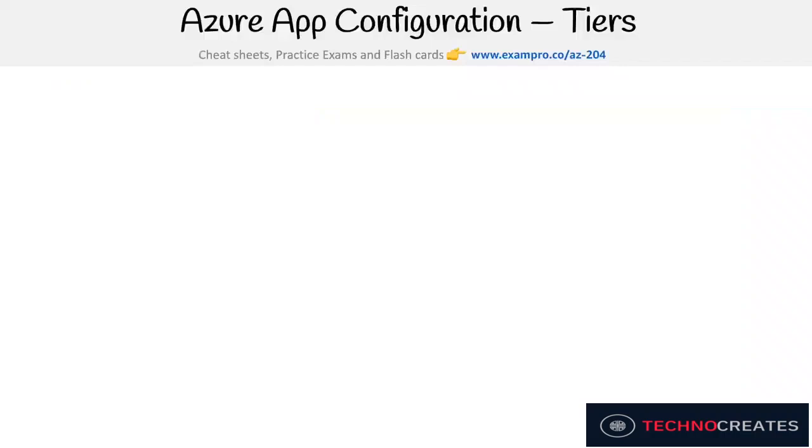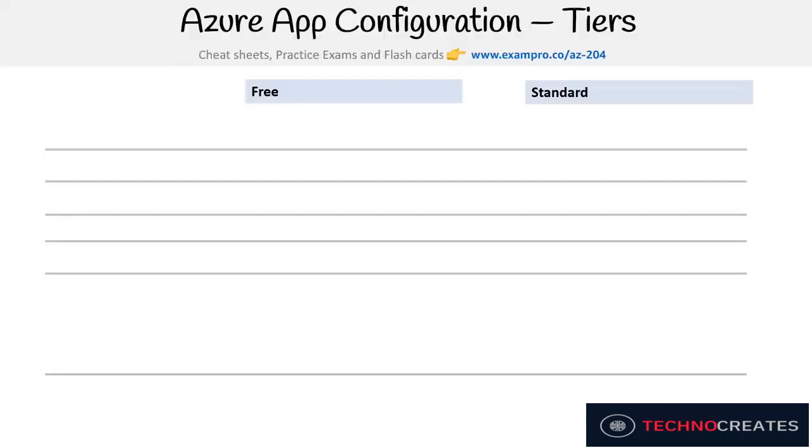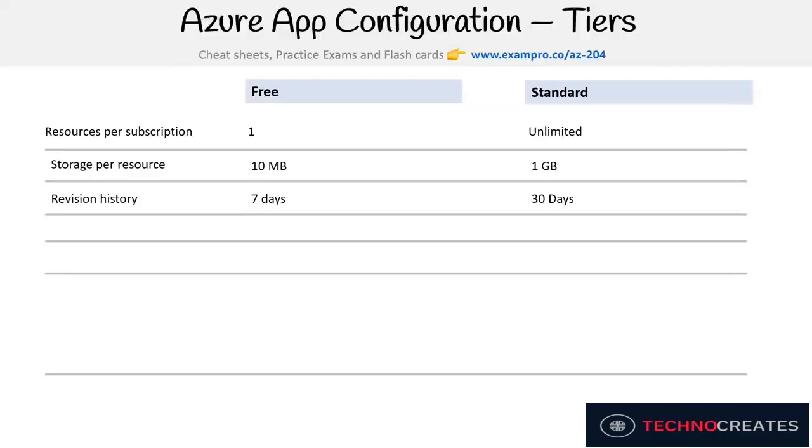All right, let's take a look at the tiers for Azure App Configuration. And we've got 2 here. We've got free and standard. So let's see what the difference is. So the first is resources per subscription, 1 for free, unlimited for standard. For storage per resource, 10 megabytes for free versus 1 gigabyte for standard. Revision history, 7 days versus 30 days. For request quotas, 1,000 versus 30,000 per hour.